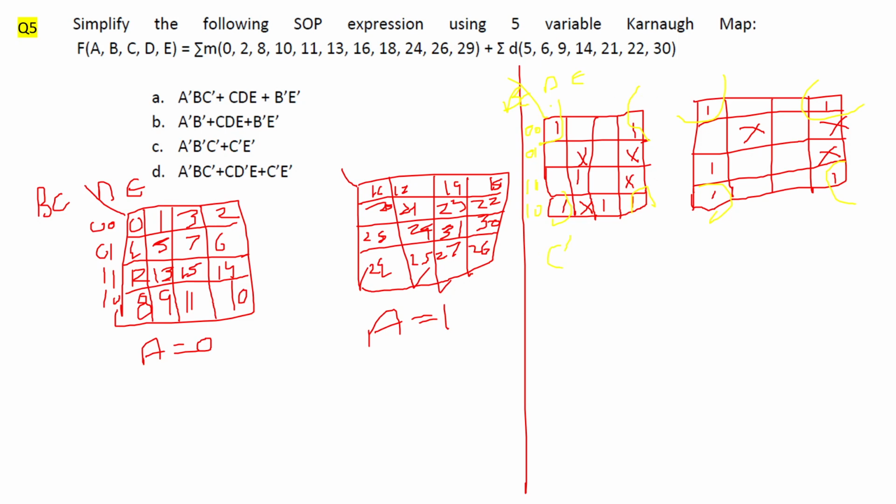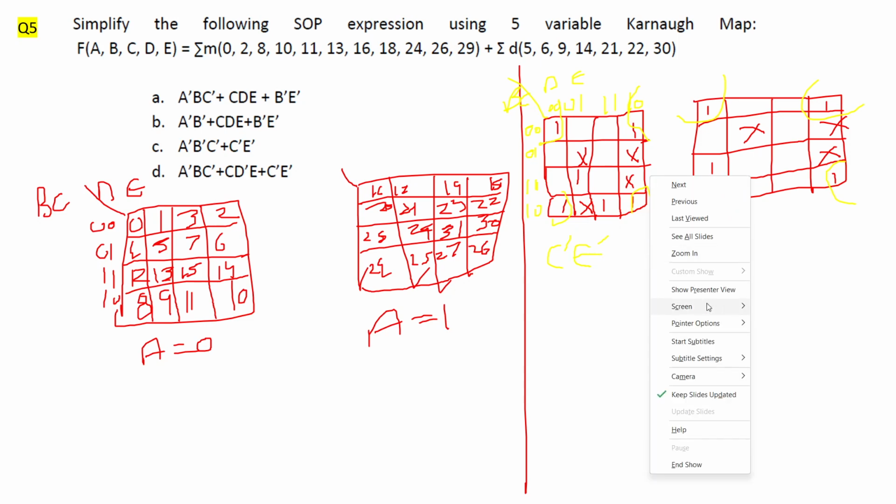And what is not changing? 00 01 11 10. And E is also not changing, so it's E complement. C complement, E complement, right? So the term that is coming from this yellow is C complement, E complement. Now let us see how the remaining ones can be grouped.